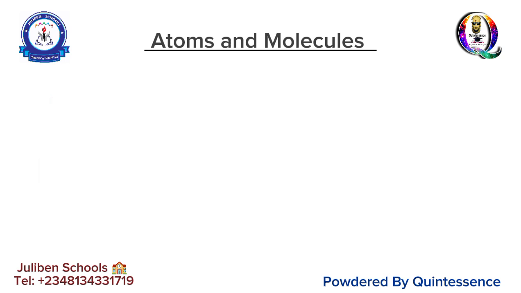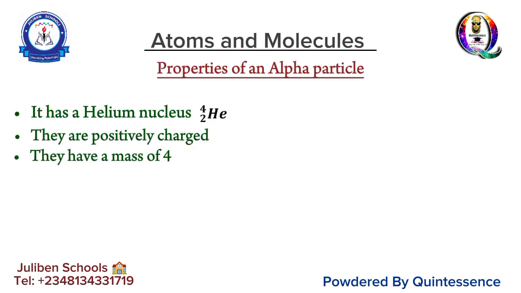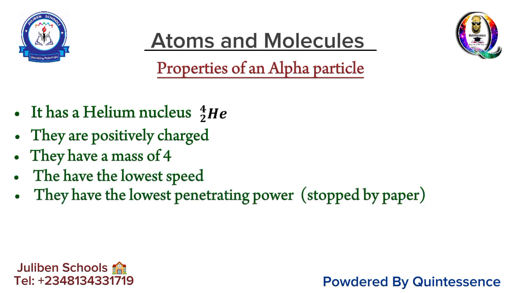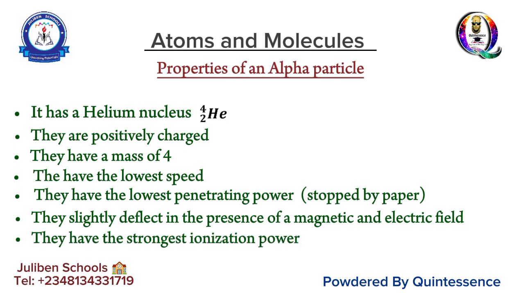Okay. Now, properties of an alpha particle. Alpha particles are helium nuclei. They are positively charged. They have a mass of 4, and they have the lowest speed because of how heavy they are. They can, however, have the highest penetrating power. They slightly deflect in the presence of a magnetic and electric field. They have the strongest ionization power because of how heavy their mass is.